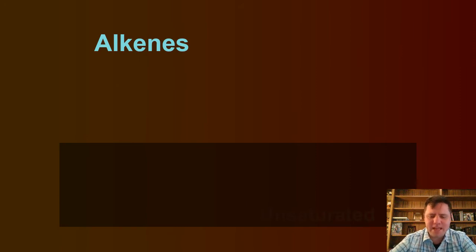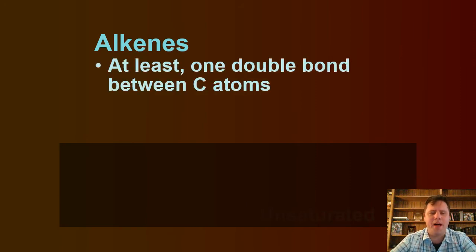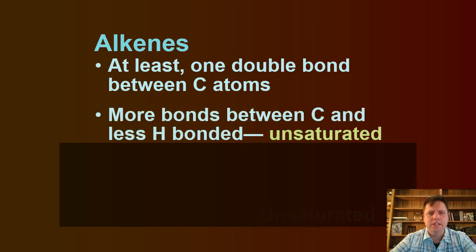Okay, now when we get to the alkenes, we're talking about at least 1 double bond existing within the molecule. More bonds between carbon and less hydrogen bonded. That means that these are unsaturated. So remember, it's only saturated if it's an alkane because it has the maximum amount of hydrogen. The moment you introduce a double bond or a triple bond, if it's an alkene or an alkyne, it's no longer a saturated molecule because it has less hydrogen attached to it, because some of those bonds are being taken up by additional bonds between the carbon atoms, which are now not available for hydrogen to be bonded.